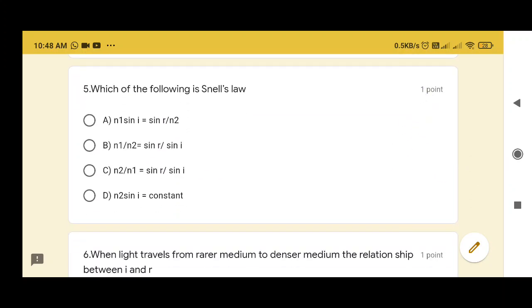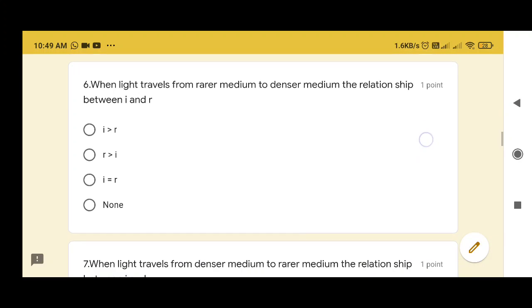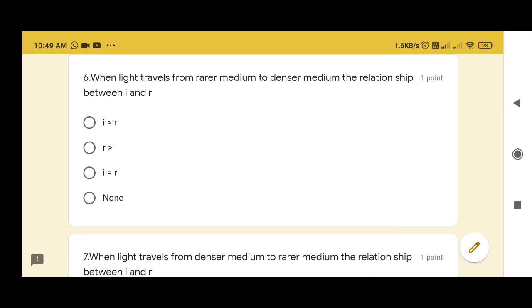Fifth one: which of the following is Snell's law? Snell's law, the general law, is n1 sin i equal to n2 sin r. By using mathematical application, we will get n1 by n2 equal to sin r by sin i. That is, B is the correct answer. Sixth one: when light travels from rarer medium to denser medium, the relationship between i and r. When light travels from rarer medium to denser medium, the angle of incidence is greater than the refracted angle. So the answer is i is greater than r.